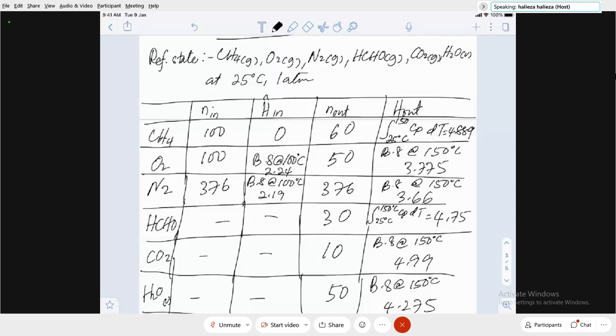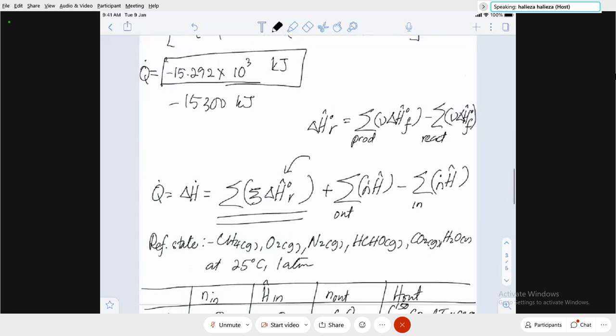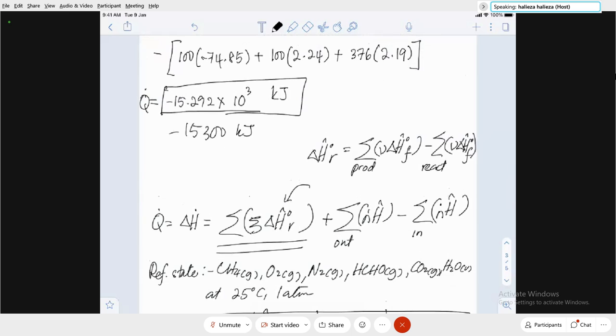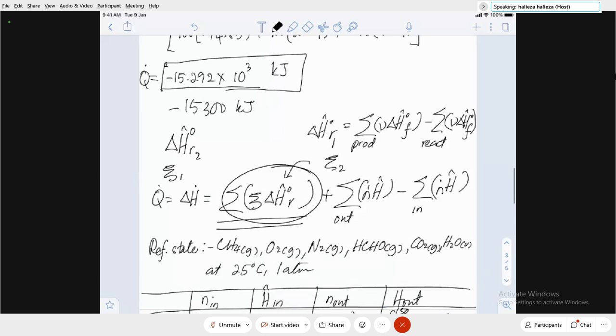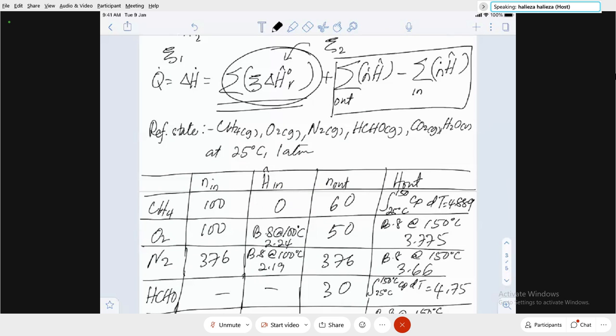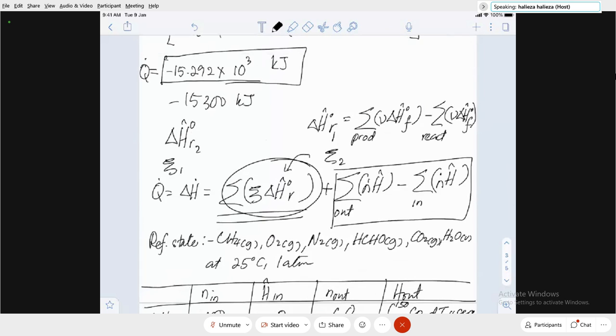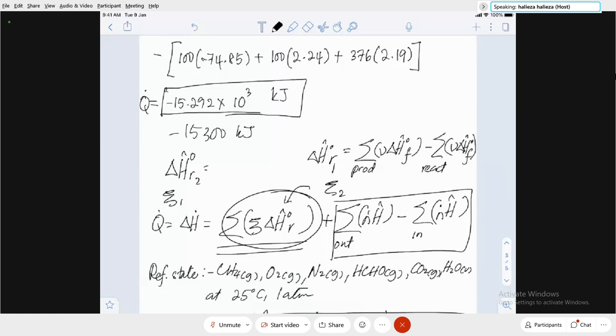You have completed the table, but unfortunately, you still need to get your heat of reaction for reaction number 1 and reaction number 2, and you need to get your extent of reaction for reaction number 1 and reaction number 2 in order to do this part of the calculation. For the second part of the calculation, your table is already completed. No problem. So if you want to do this problem using the heat of reaction, you need to get the value of your heat of reaction for both reactions and the extent of reaction for both reactions.